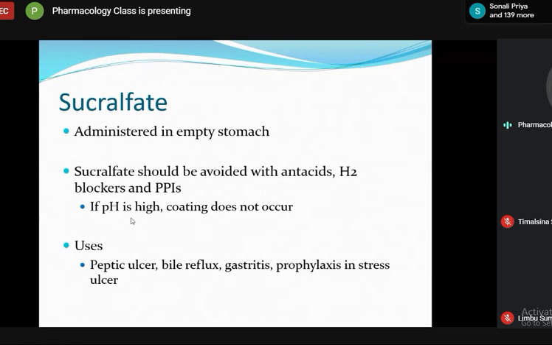And as you know, sucralfate acts only when the pH is low, so that means in an acidic medium. So if the pH is high, the coating does not occur. It is used in cases of peptic ulcer, bile reflux, gastritis, and even in the prophylaxis in cases of stress ulcer.